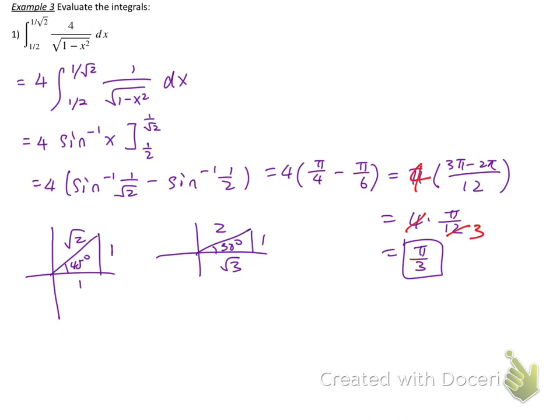This is why finding the inverse of trig ratios is important. When our 1 over square root of 1 minus x squared or 1 over 1 plus x squared turn into sine inverse and tangent inverse, you need to be able to find the value.